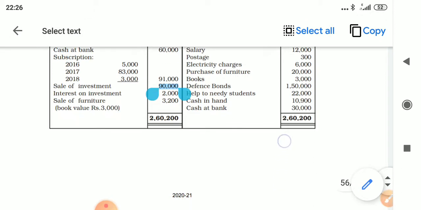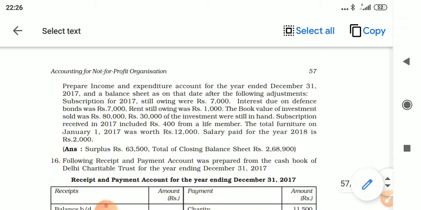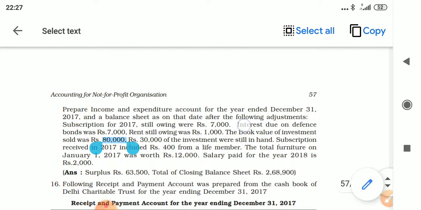Something to this regard is given in the adjustment. We have already seen it. So let us see what is given. The book value of investment sold was 80,000. So 80,000 investment sold for 90,000 means 10,000 is profit. So profit on sale of investment 10,000 income side. Now let us complete everything pertaining to investment.